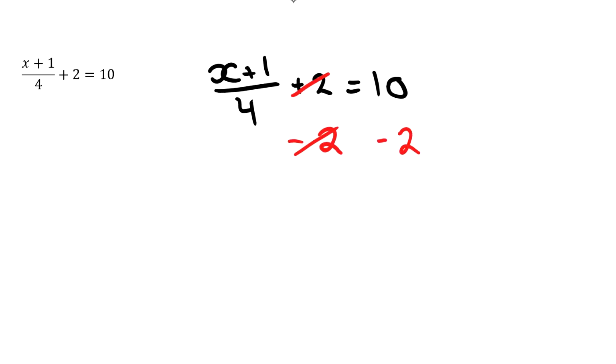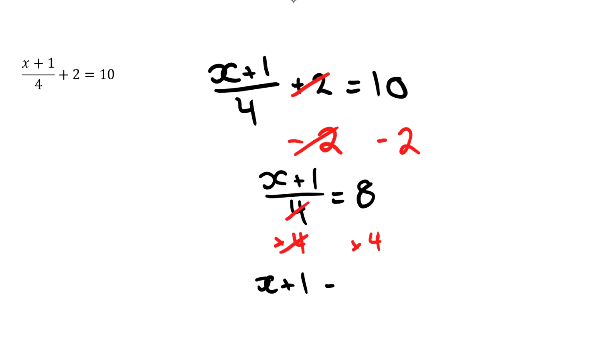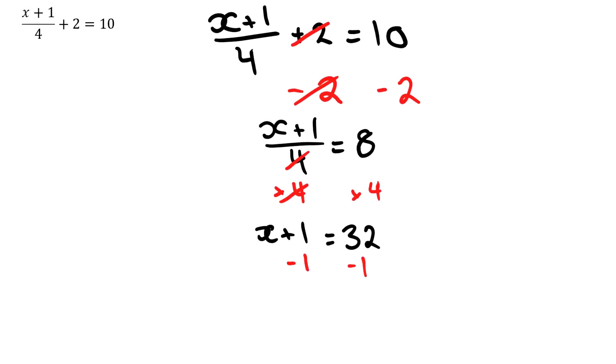So that cancels out. Our fraction stays there, so x plus 1 over 4 equals 10 take away 2, which is 8. We then want to get rid of our 4 on the bottom, and that's divided by 4, so the opposite is times 4. We're only left with what was on top, which is x plus 1. Then we have 8 times 4. And then finally we get rid of the last part, which is that plus 1. We do the opposite of plus 1, which is minus 1. So they cancel out, and we're left with x equals 32 take away 1, which is 31.